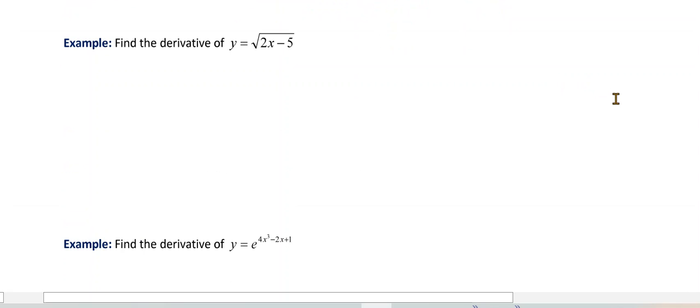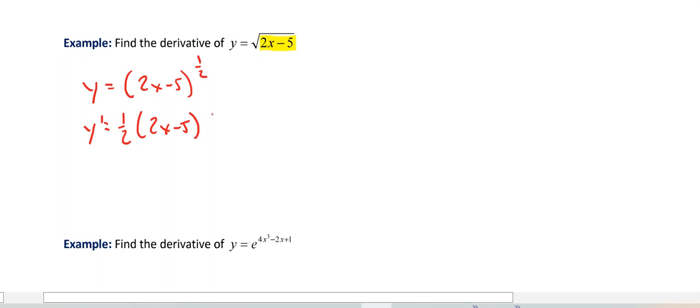Now we have a radical. So remember, in a radical, the square root in this case, the inside function is what's underneath the radical sign. So I will have y is equal to 2x minus 5, and I'm going to write that to the 1/2 power. Now applying the power rule, y prime is equal to 1/2, bringing the 1/2 down in front, times 2x minus 5, subtracting 1 from the power, so we have negative 1/2.